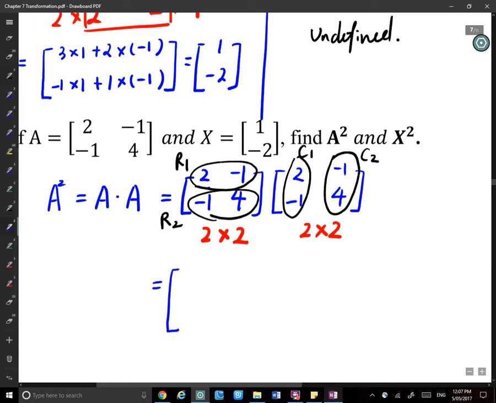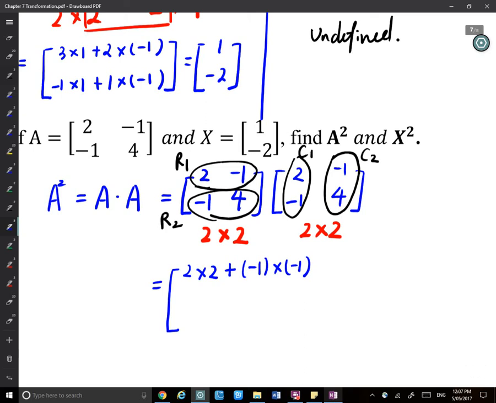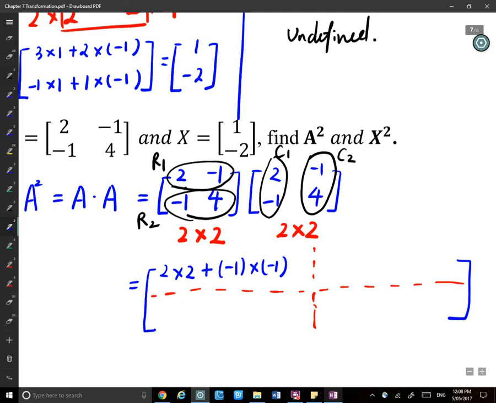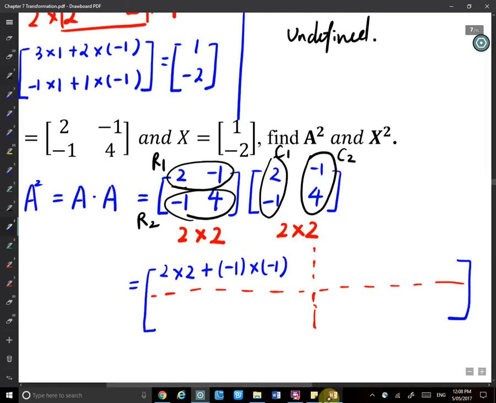Okay, row 1 times column 1. So it's 2 times 2 plus minus 1 times minus 1. You will have a 2 times 2 matrix, so let's divide that into 4 parts. Next one is row 1 times column 2. So 2 times minus 1 plus minus 1 times 4.